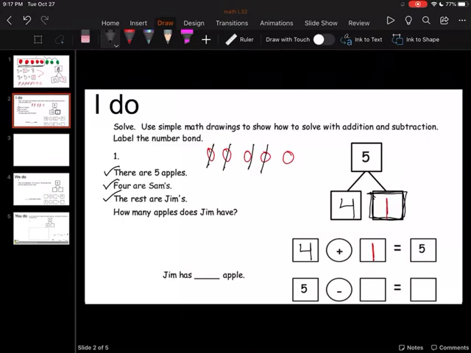1. Good job. Only 1 apple is left. So how many did I take away from 5? How many apples did I take away from 5? We took away 4. And then we were left with 1. So how many apples does Jim have? He has 1 apple. Good job. 1.